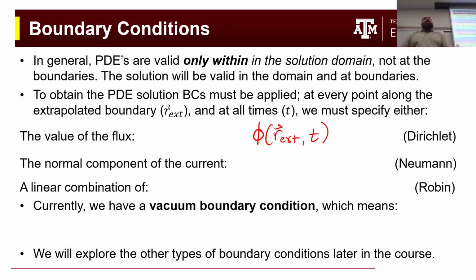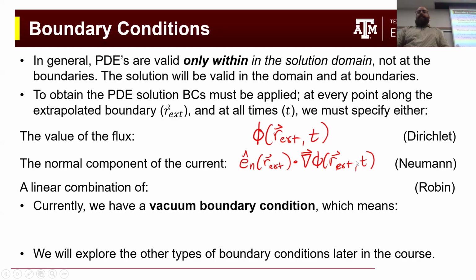You could also be told about the component of the current that's normal to that boundary surface. That means I would take my outward unit normal of that surface, and for it to be normal to the surface, I have to dot that outward normal with the current. And the current is going to be based on the gradient of my flux because of Fick's law. So this is going to be evaluated at R external and time. That's the other way that these boundary conditions could be given to you: in terms of the normal component of the current at that boundary.